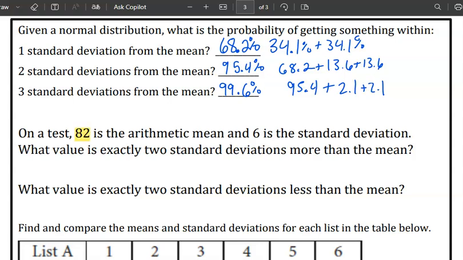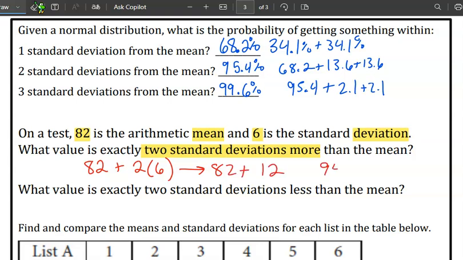On a test, 82 is the arithmetic mean and 6 is the standard deviation. What value is exactly 2 standard deviations more than the mean? To find this, we have 82 plus 2 standard deviations more. So it's going to be plus 2 times the standard deviation. That'd be 82 plus 12. 94 would be the value that is exactly 2 standard deviations more than the mean.